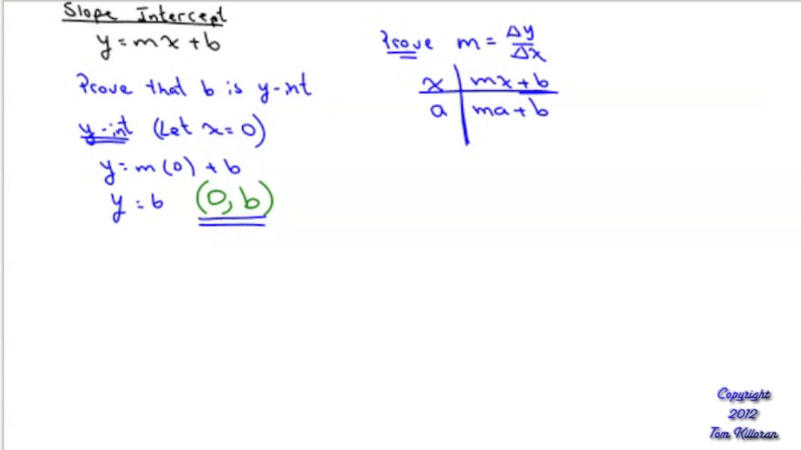All right. How do you find change in y over change in x? Well, you subtract the y coordinates. What are the y coordinates? The y coordinate here is B. What's the y coordinate with this point? MA plus B. What's x equal to? A. What's y equal to? MA plus B.